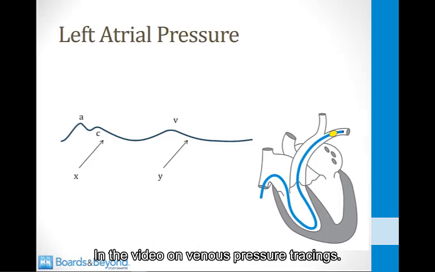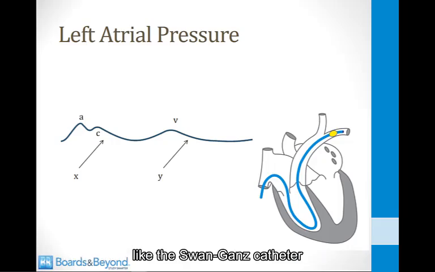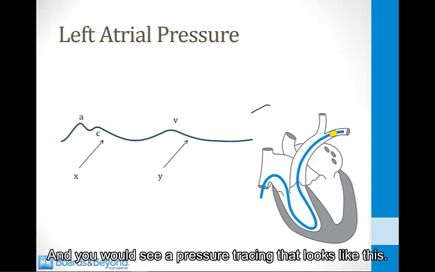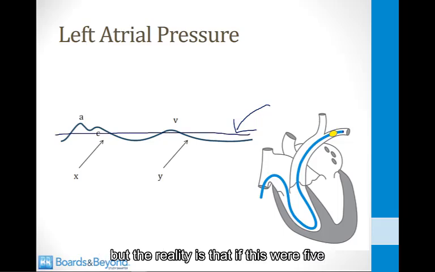In the video on venous pressure tracings, I talked about how you could take a pressure catheter like the Swan-Ganz catheter and measure the pressure in the right atrium, and you would see a pressure tracing that looks like this. In that video, I told you that a normal right atrial pressure is 5, but the reality is that the pressure actually bumps up a little bit above 5 in some instances, and a little bit below 5 in other parts of the cardiac cycle.